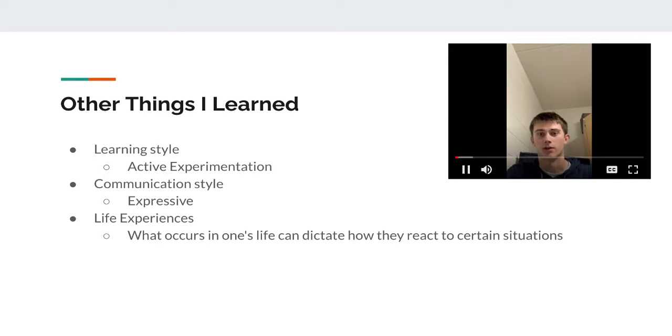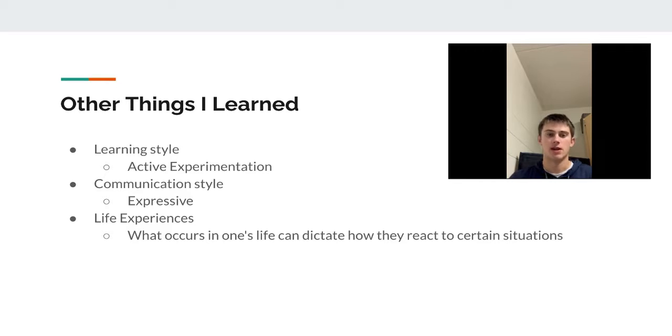Some other things that I learned were my learning style, my communication style, and some different things about life experiences, as I talked about in the previous slide. So we did an exercise based on our learning style, and it was determined that I have an active experimentation learning style, and we basically went through four different types of learning styles, which are active experimentation, concrete experience, reflective observation, and abstract conceptualization. And there's divergent, convergent, and assimilative. And after looking at my different learning styles, I could understand why I scored so high in the active experimentation.